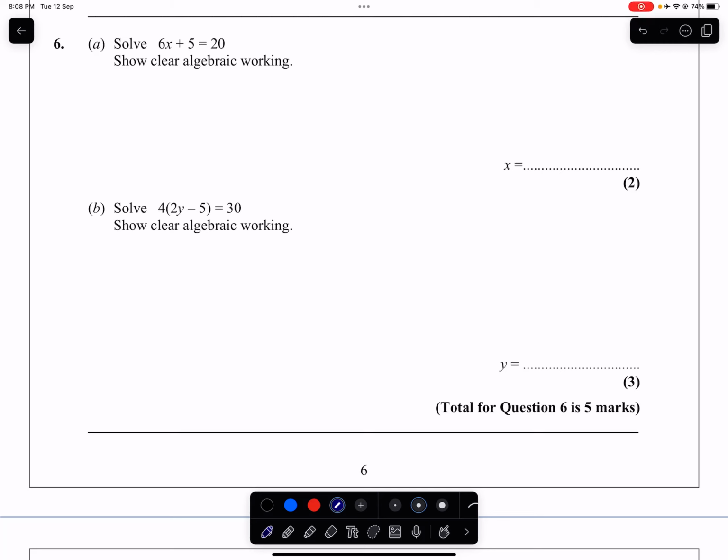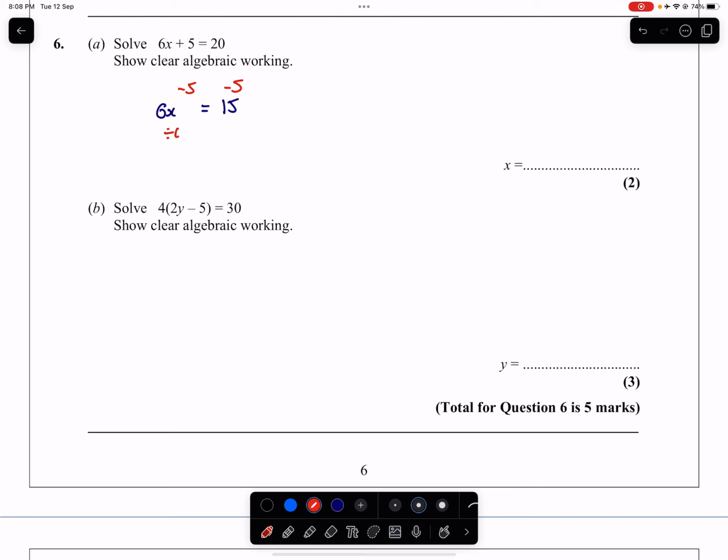6 part A. Solve 6x plus 5 equals 20. So when solving an equation, we're trying to get this x on its own, which means the two sums that are with it, we need to get rid of them. First step here is to get rid of that plus 5, because that's further away from our x, which will leave us with 6x on the left and will give us 15 on the right.